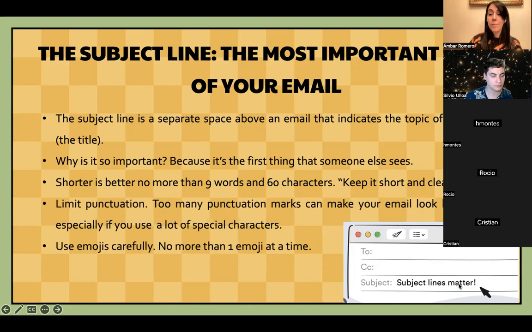Yeah, be careful with emojis. Rocio, can you please read that one? Use emojis carefully, no more than 1 emoji at a time.